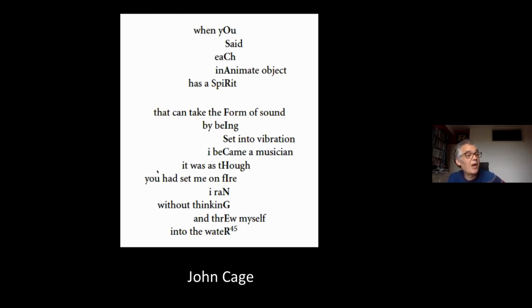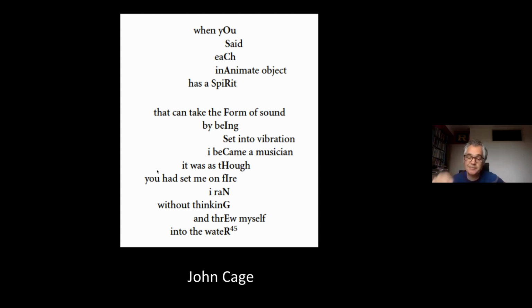Cage wrote this poem about Fischinger, which says, "When you said each inanimate object has a spirit that can take the form of sound by being set into vibration, I became a musician. It was as though you'd set me on fire. I ran without thinking and threw myself into the water." So Cage credits Fischinger with this complete transformation of his philosophy around sound.